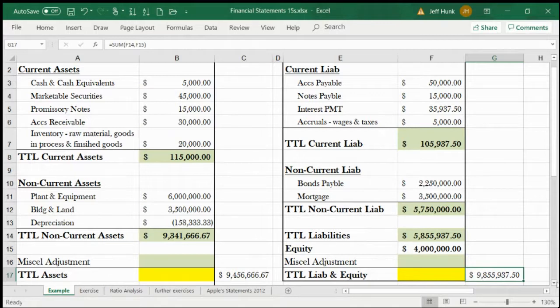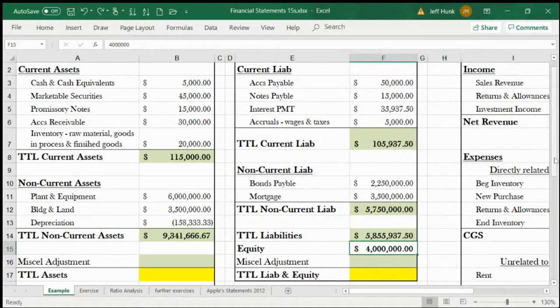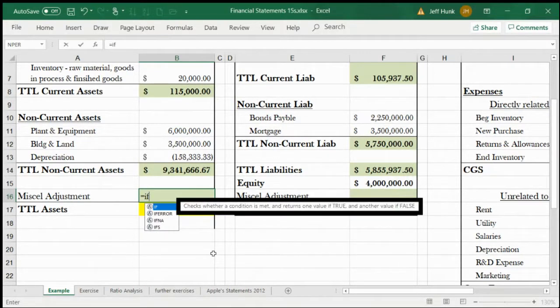So certainly, you have to really go back to the source of data and fix the data, right? But assuming that this difference is insignificant, we can easily take care of this by using a miscellaneous adjustment account. And in this account, we will use the IF command.